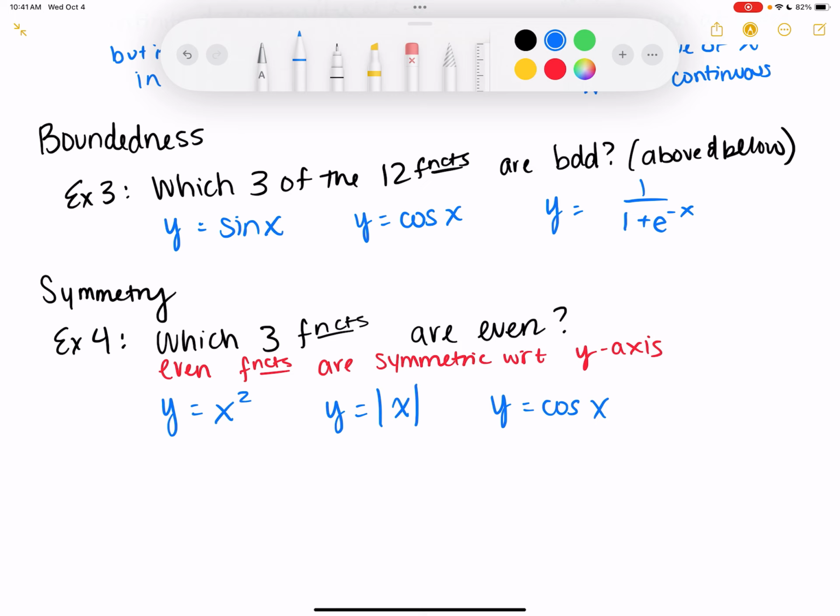Odd functions are symmetric with respect to the origin. They rotate around the origin. Anyways, it's easier to see that when you actually graph it. That one's the harder one for me. The even ones are a lot easier for me to process than the odd ones, because I have to really sit there and think about what's happening with the other ones.